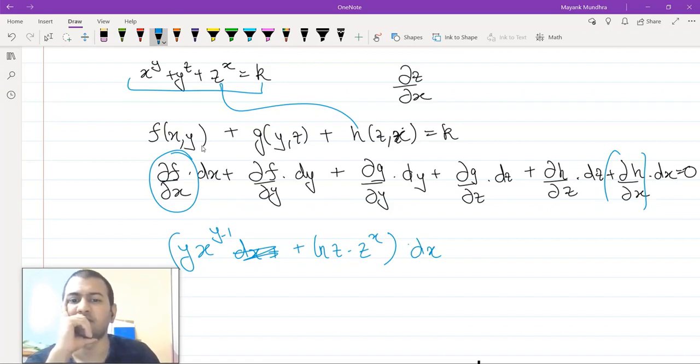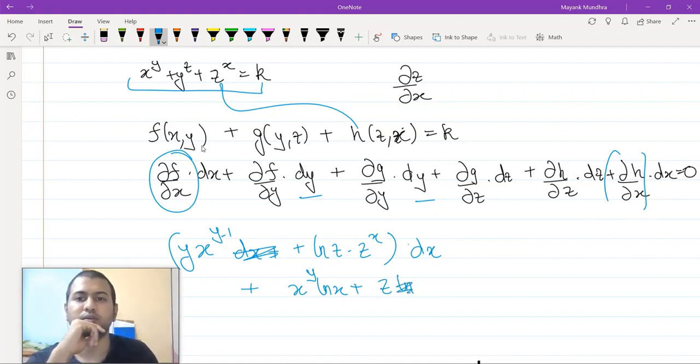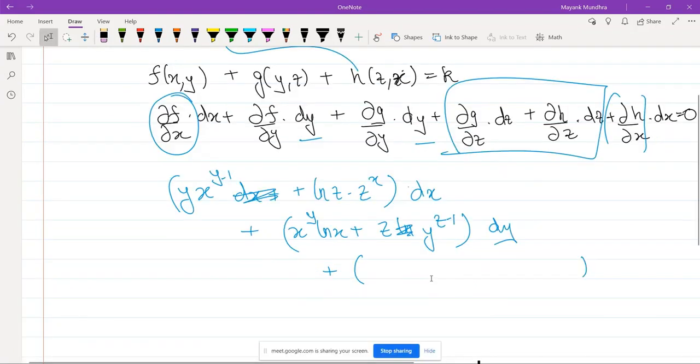Okay. Plus the dy terms are here and here. So del f by del y would be x to power y ln x, plus del g by del y is going to be z into y to power z minus 1, into dy. Let's try writing some things so that we get it. Then we are differentiating with respect to z. So these are the things that I'm going to do.